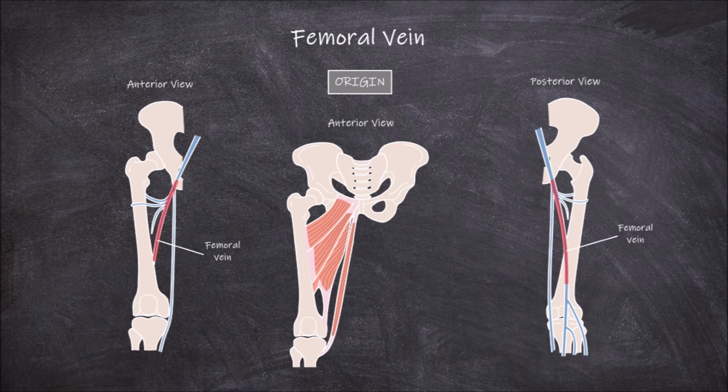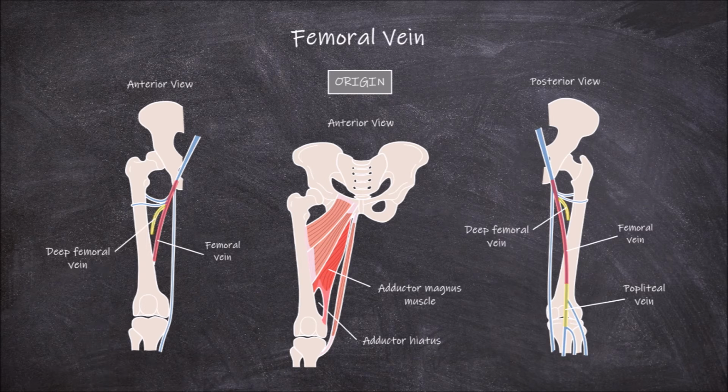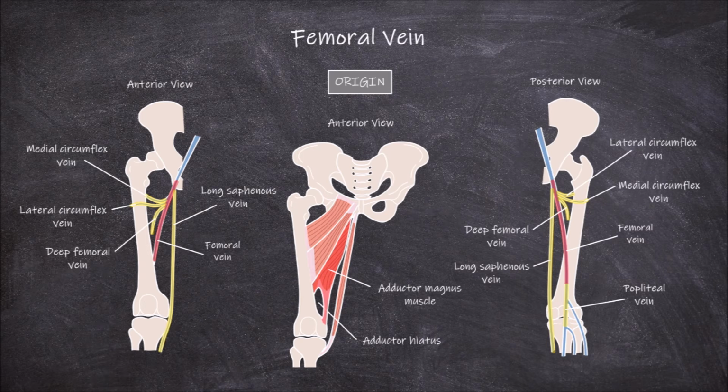Where does this vein originate? This vein originates and receives blood as a continuation of the popliteal vein. This occurs at around the adductor hiatus, which is an opening in the adductor magnus muscle. This vein also receives blood from multiple tributaries. These include the deep femoral vein, the long saphenous vein, the lateral circumflex vein, and the medial circumflex vein.